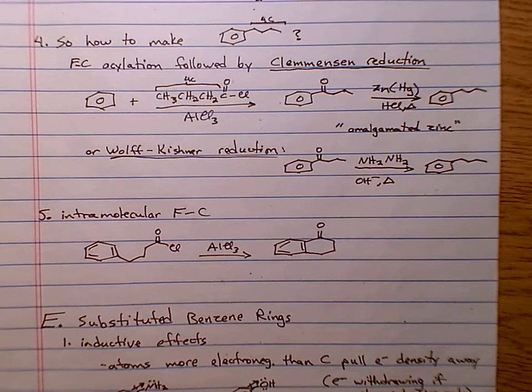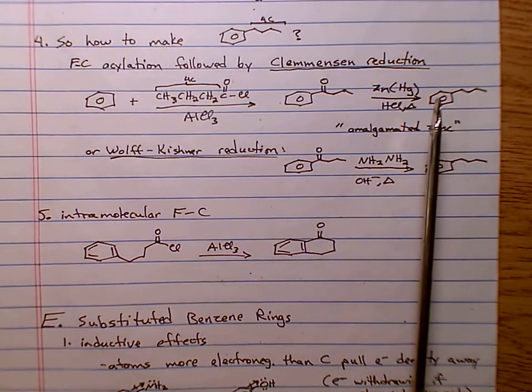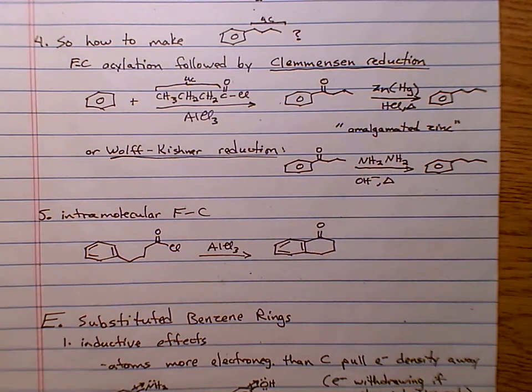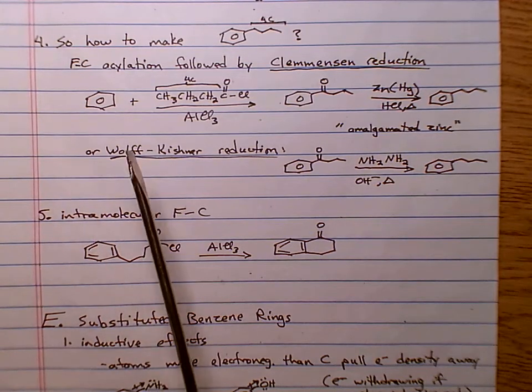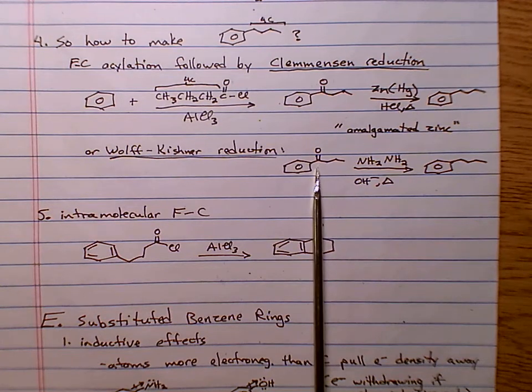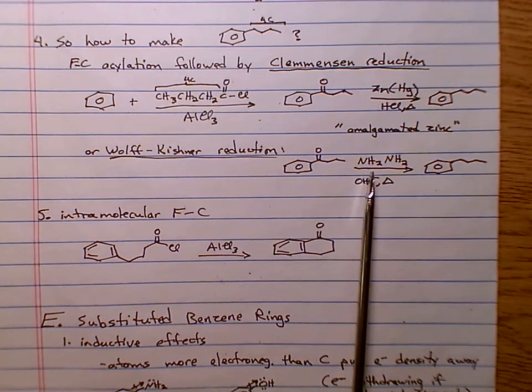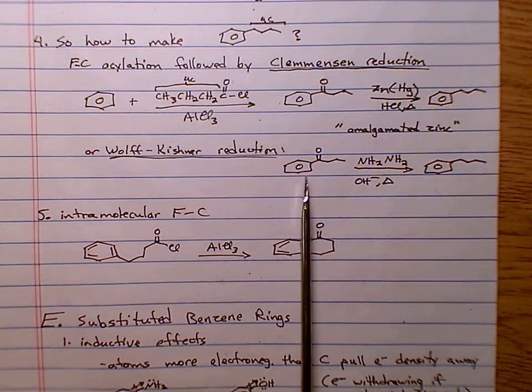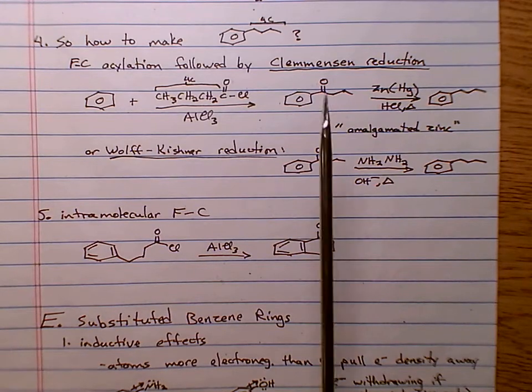Now this requires some pretty nasty conditions, some acidic conditions. If it turns out your molecules are going to decompose or HCl is going to cause some substitution or something happening somewhere else in your molecule and you need base conditions instead, you can use the Wolff-Kishner reduction. Wolff-Kishner will also take a carbonyl and reduce it using NH2NH2, OH- and heat will reduce that carbonyl to a CH2. So either of these work.